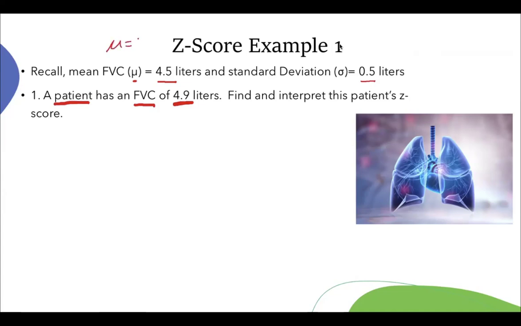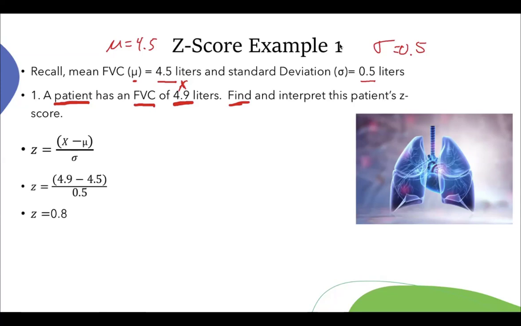So let's realize what this problem provides us with. Mu is 4.5, sigma is 0.5, and the x, the data value for this particular patient, is 4.9. Different patients are going to have different X's, different data values, and we'll be able to find z-scores for many different patients. But when we calculate a single z-score, it's for one member of the population. So we're going to find it through this formula, and then interpret it. Here's the formula, and we plug in the data value X is 4.9, mu is 4.5, and sigma is 0.5. So 4.9 minus 4.5 divided by 0.5, and we get 0.8.